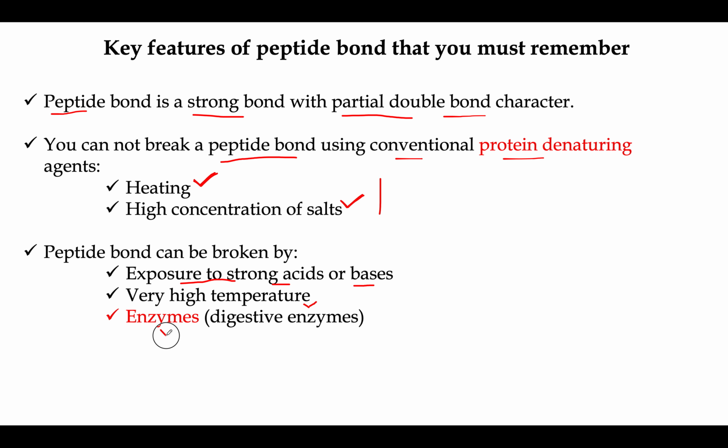Or you can treat the protein with certain biological catalysts, which are known as enzymes, and such enzymes are involved in the digestion of proteins in our body. This particular part, how enzymes are responsible for breaking peptide bonds, you will cover in detail in the digestive system. So coming back, peptide bond is a very strong bond which is resistant to high concentrations of salt and moderate heat and requires very harsh conditions if you want to break that bond.